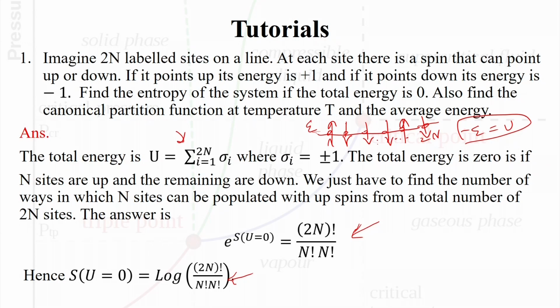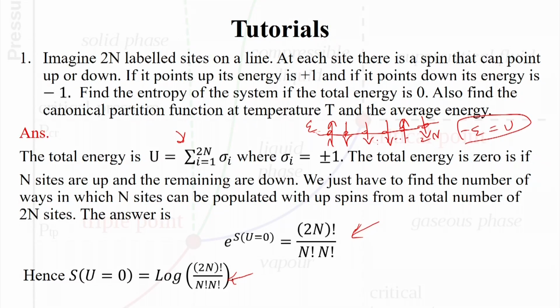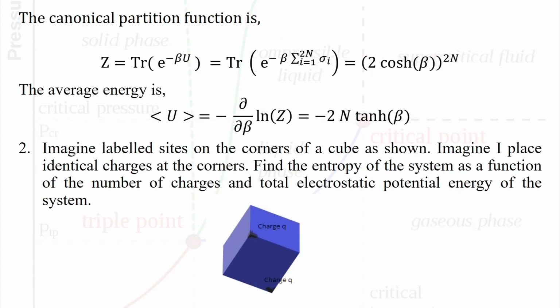So its energy is not going to be fixed, and so all you can do is find the average energy of the system. So the question is, how do you do that? The way to find the canonical partition function is to take the trace of e raised to minus beta times the energy in terms of the microstates.